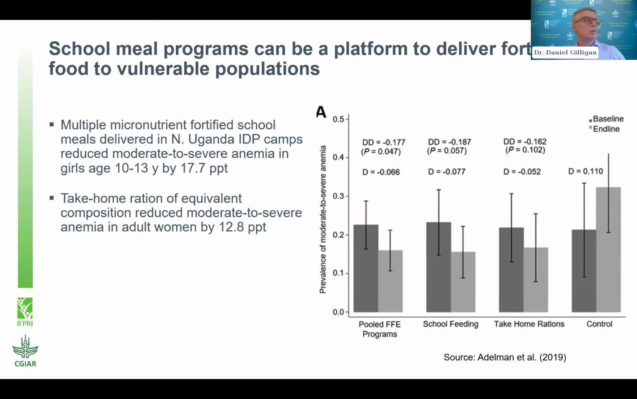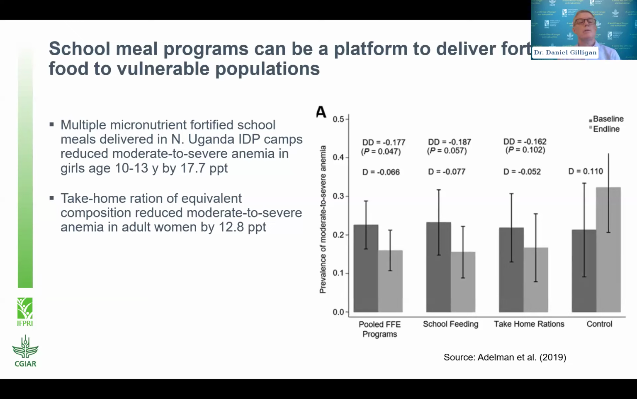The key takeaway from this part of the study is that multiple micronutrient fortified school meals delivered in the IDP camps reduced moderate to severe anemia prevalence in adolescent girls aged 10 to 13 years by nearly 18 percentage points. That's a very large effect size. It was because during that time, anemia prevalence got worse for girls of this age in the control group and got better in any of the treatment arms.